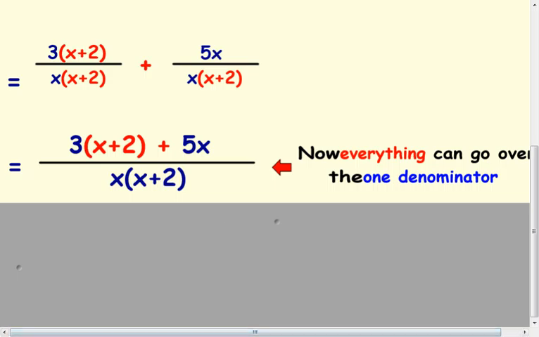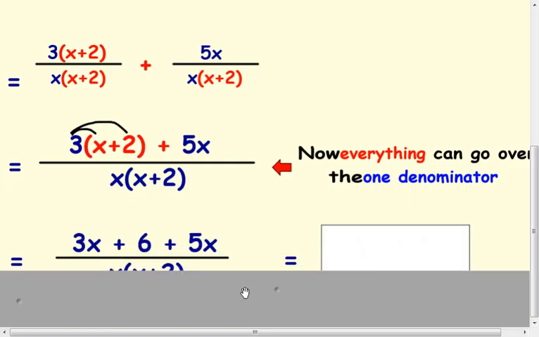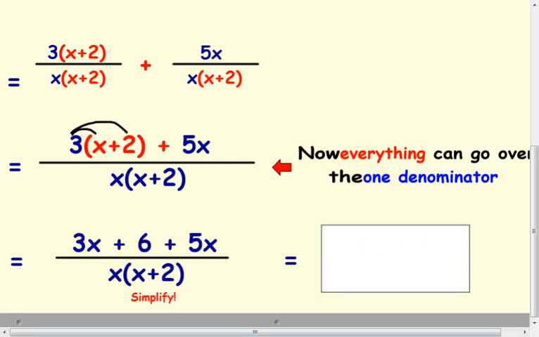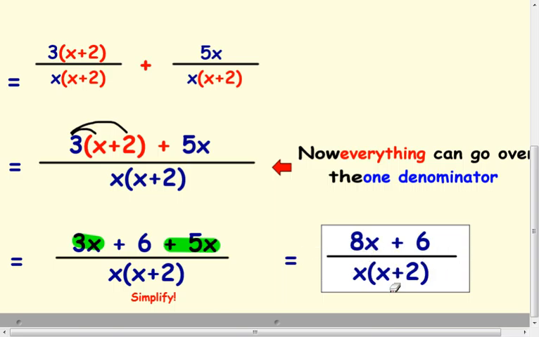Now to finish off, a bit of multiplication of brackets, 3x, that's 3 times x, and 3 2s are 6. It's going to look like that. And if you just tidy up the x side of things, 3x and a plus 5x, it's going to give you an 8x plus 6. And the bottom stays the same.